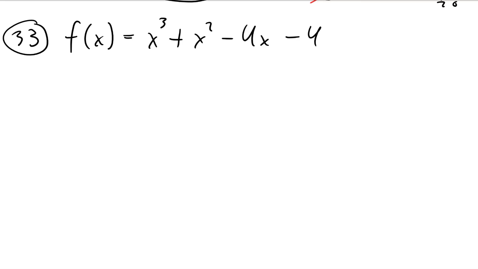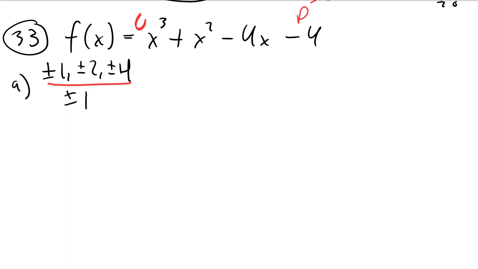All right, list the possible rational zeros. So that is the rational zero test: plus or minus all the factors of p over plus or minus all the factors of q. P is 4, q is 1. Well, I guess p is -4, but you do plus or minus anyway.